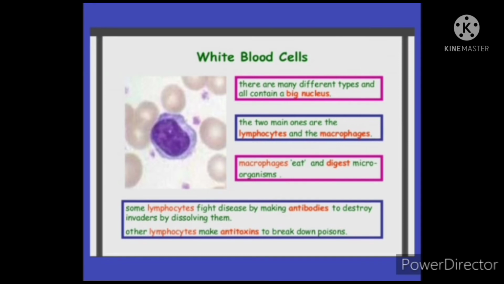Granulocytes possess large numbers of granules in their cytoplasm, and agranulocytes do not have any granules. White blood cells are either phagocytes or immunocytes. Phagocytes ingest germs and immunocytes secrete antibodies against foreign bodies. It is the basis for immunity against various pathogens.